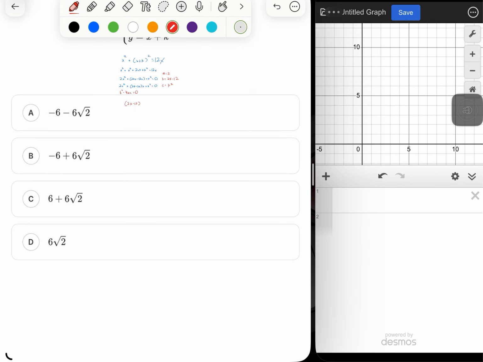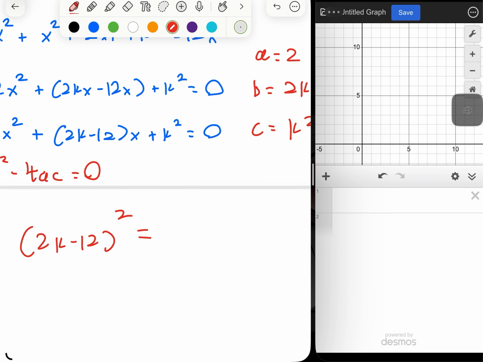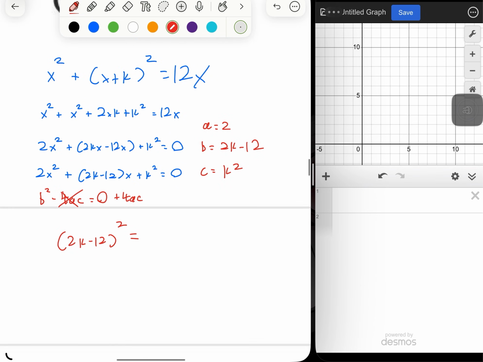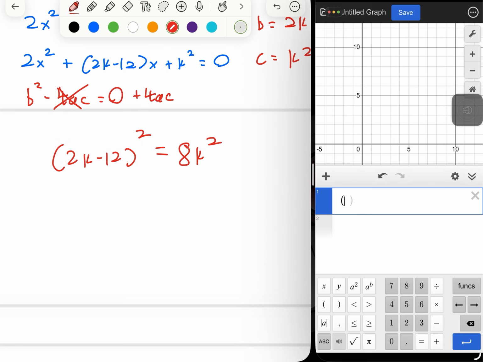And then you can set all of that equal to 4ac, because if you add plus 4ac, this cancels out. So 4 times a, which is 2, is 8. A times c, which is k squared, is 8k squared. And now you just have to solve for the value of k. You could do this manually, but what I would instead do is go to Desmos and type the left side of the equation. Instead of using k, I'm going to use x here.